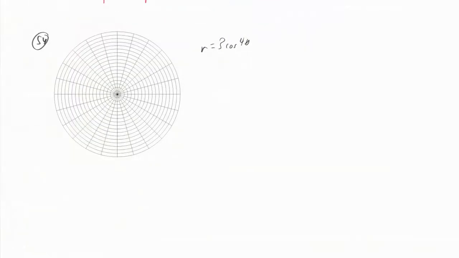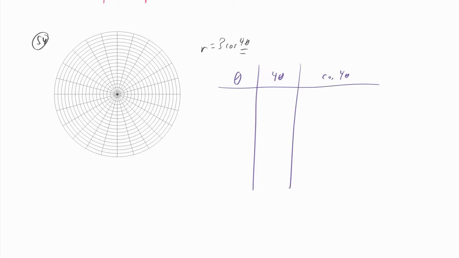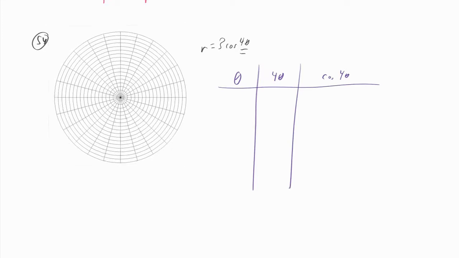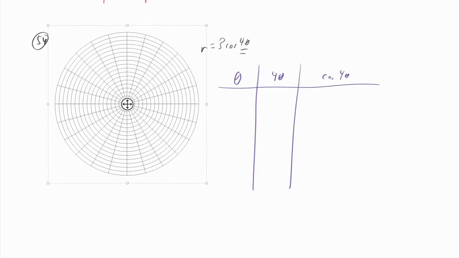I'm going to use this problem to illustrate what happens when you have something like 4 theta, and the kind of t-chart that you should do when graphing that. I'm going to make a 3-part t-chart of theta, 4 theta, and then the cosine of 4 theta. And I also am going to set up my graph to be what it needs to be.